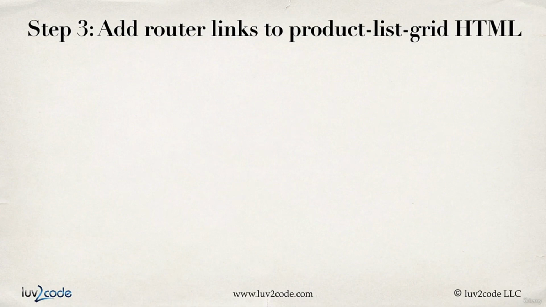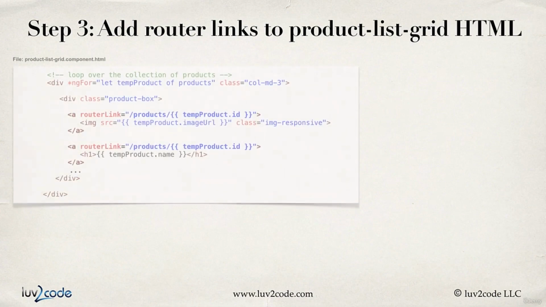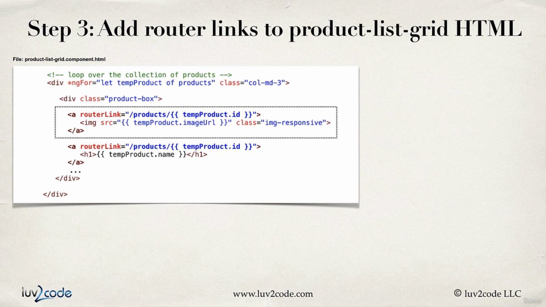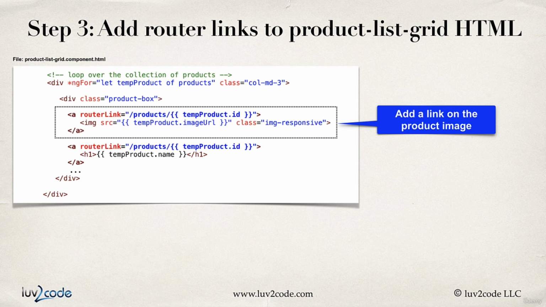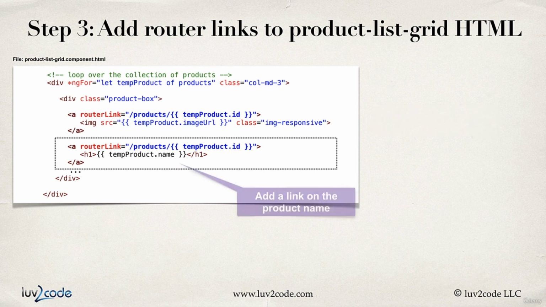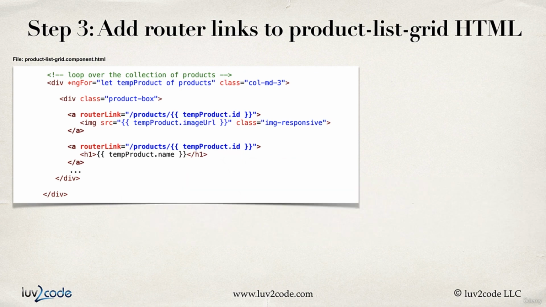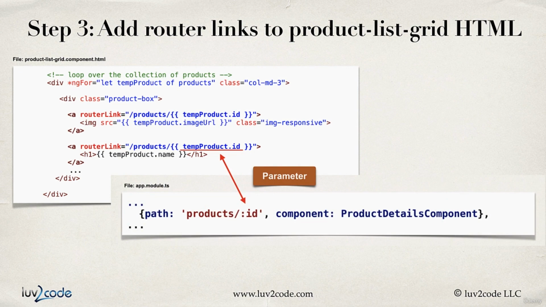All right, so a bit more here on this step three, the actual coding. So product-list-grid.component.html, in our section of looping over the collection of products, we're going to add a link on the product image using our anchor router link. And then we'll do a similar thing here for adding a link on the product name. And so notice here, we're actually passing over the parameter value. So we pass over the tempProduct.id for the image and also tempProduct.id for the given name.